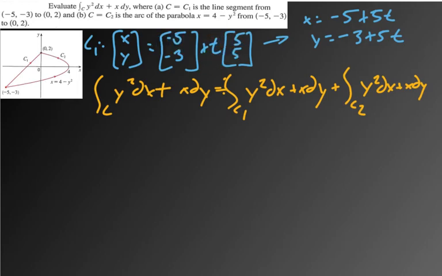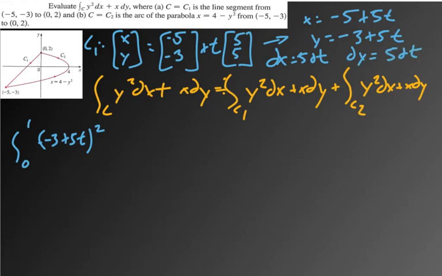Because if I do -5 plus 5, I get 0, and then -3 plus 5 is 2, right? So for my first part here, I'm going 0 to 1, and then y is -3 plus 5t, so y squared, and then I have, I might as well put this up here. So I need dx and I need dy, and so I need to take the derivatives of these things. So dx is just going to be 5 dt, and then dy would also be 5 dt, right?